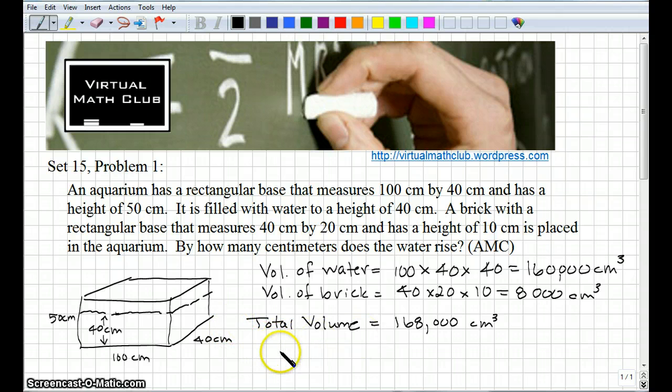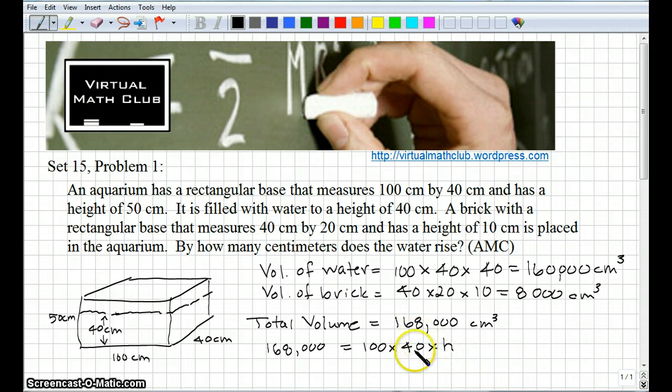So let's write that out. The new volume is 168,000 cubic centimeters, and that is going to be 100 times 40 times some unknown height. So I'm just going to pretend like I know it and call it h. If we knew the height, we could get the final volume of the water by multiplying them together, right? But we don't know it. We'll just put an h in there for a placeholder. Okay?